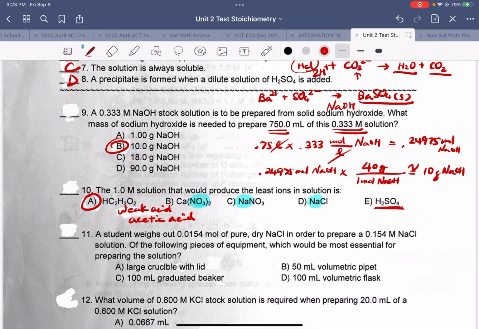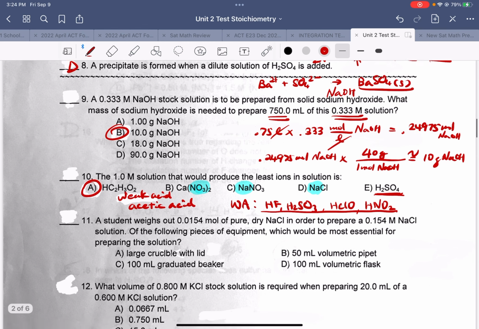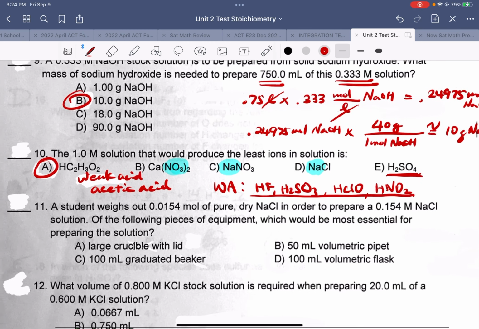If you talk about what is a weak acid, examples are HF, and also H2SO3. H2SO4 is a strong acid, but H2SO3 is a weak acid. Another one is HClO and HNO2. HNO3 is a strong acid, but HNO2 is also a weak acid. So those are examples of weak acid. So it's not very soluble, which means it's not going to have a lot of ions, so the very least ions.